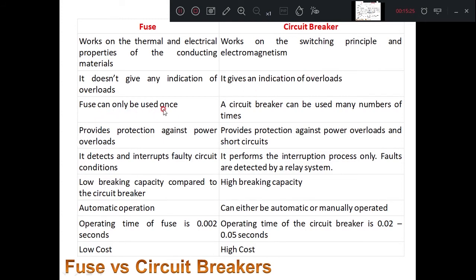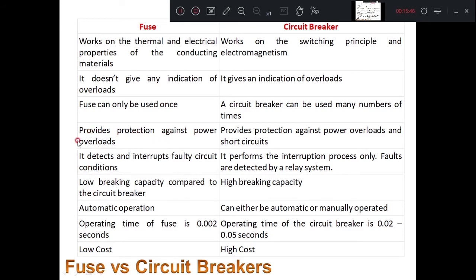A fuse can only be used once. That is, once you have wired up the fuse, it can be used. Once it is blown, you have to replace it with a new fuse. A circuit breaker can be used many times. When it goes off under a faulty condition, after clearing the fault, you can switch it on once again.